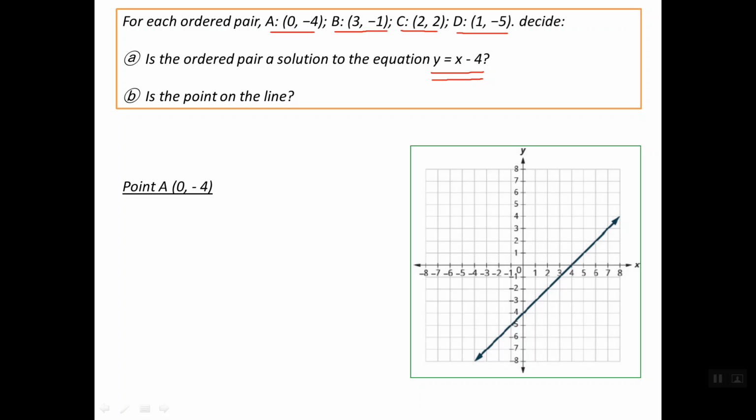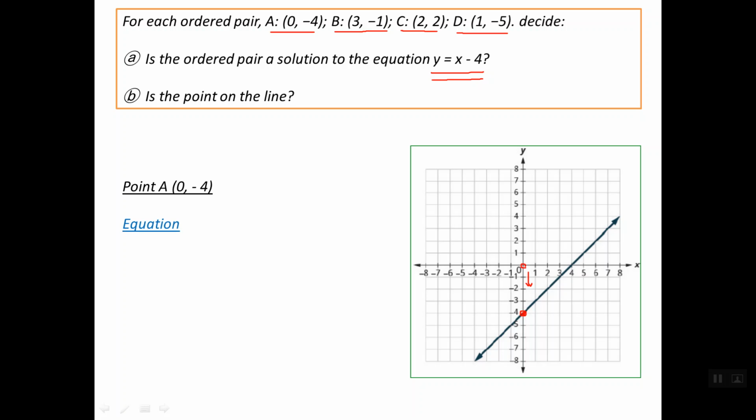So let's start with point A with coordinates of 0 and minus 4. We will solve it in two ways. The first way is by plotting this point on the plane. So for x equal to 0, we start here from the origin, and y equal to minus 4. So we should move downward till we reach the value of y minus 4. As you see here, the point A with coordinates of 0 and minus 4 lies on this straight line. So it is a solution to the equation.